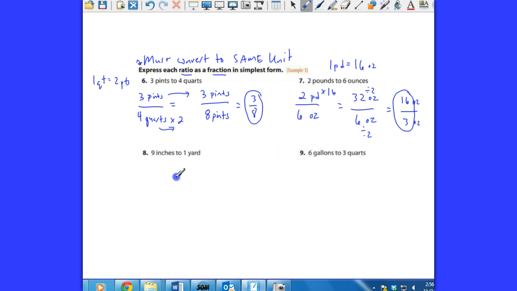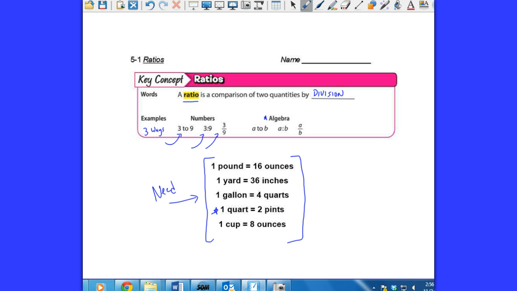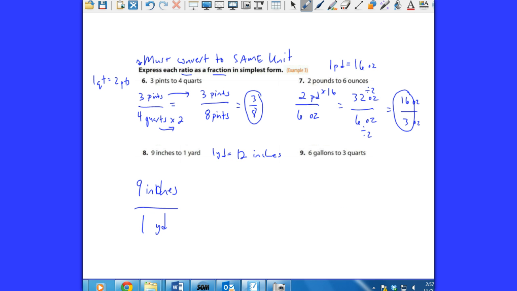Okay, let's wrap this up with 8 and 9. 8 says 9 inches. Again, it's a ratio, so you're comparing 9 inches to 1 yard, and the other side of the paper will tell you that 1 yard, or this one you might know, especially you football players, that 1 yard is equal to 12 inches. That's not right. 1 yard is not equal to 12 inches. Let's go back. I hope that's not what it says there. Yeah, that's it. 1 yard is 36 inches. I had it wrong on my notes in front of me. Sorry about that. Let's change that.